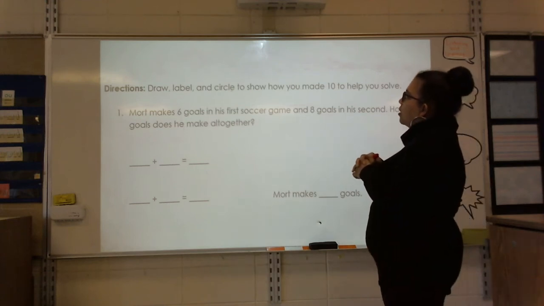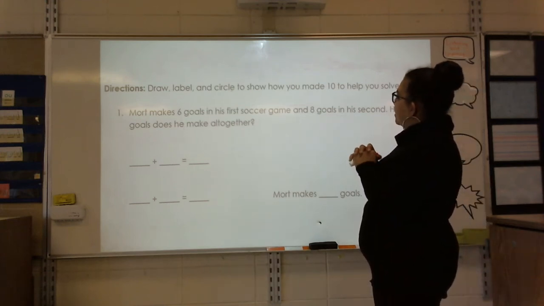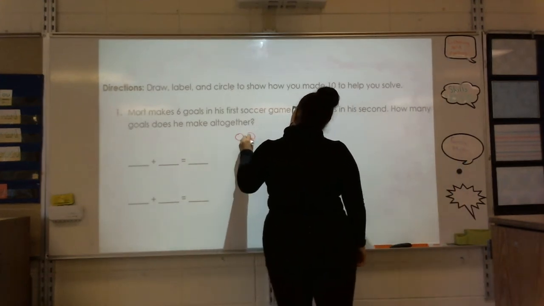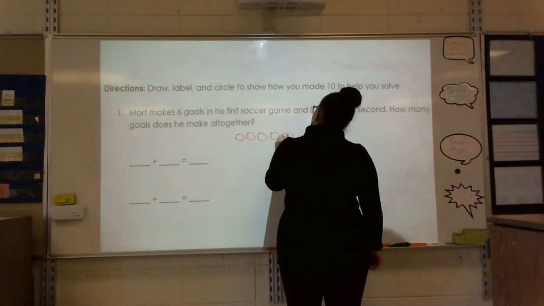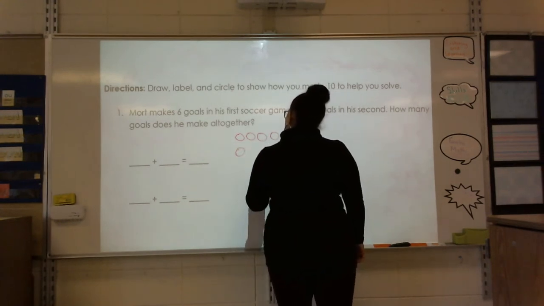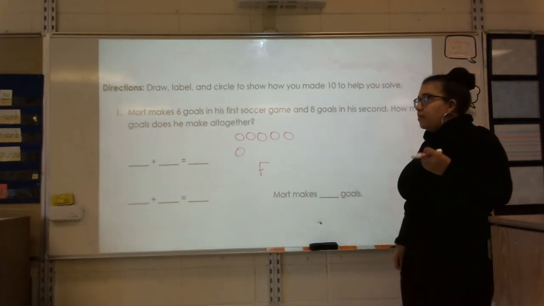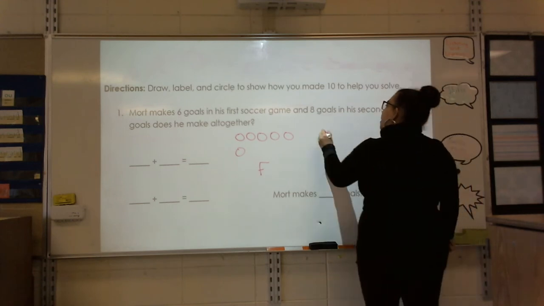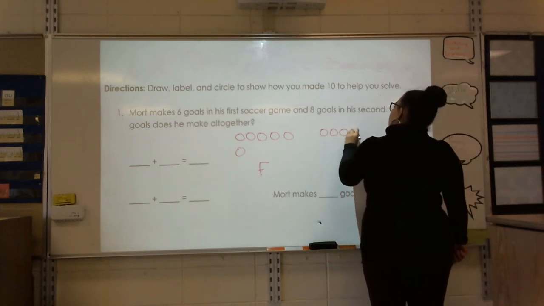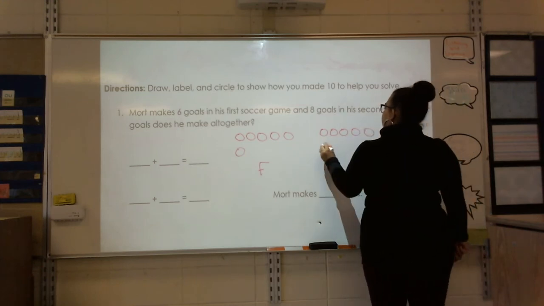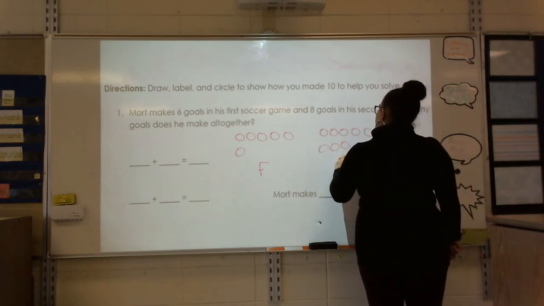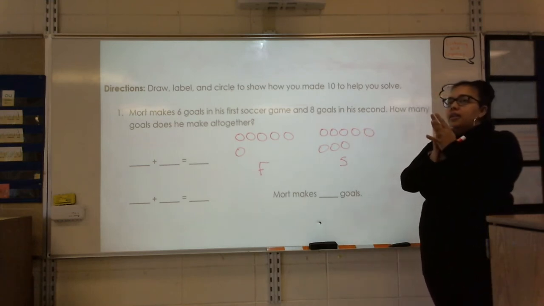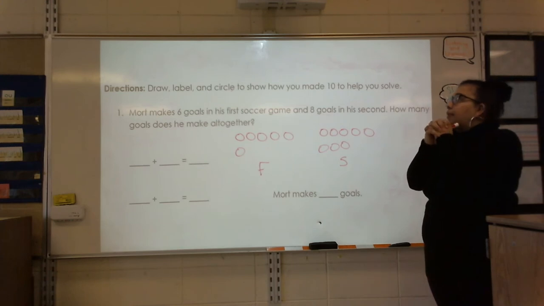So let's draw to show. It says draw, label, and circle how you make 10. So let's draw for his first soccer game's goals. So 6: 1, 2, 3, 4, 5, 6. And I'm going to write the letter F for first, because they're both soccer games. I don't want to write a number because that's confusing. There's 6 goals in the first game and 8 goals in his second game. That's the second game. Okay, now we need to put all the pieces together.